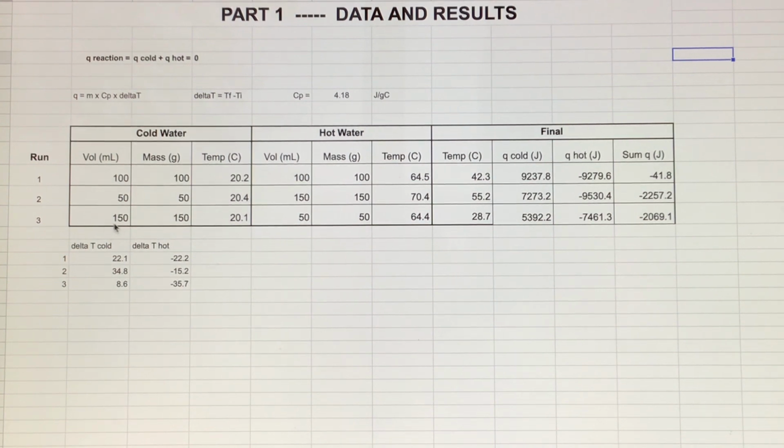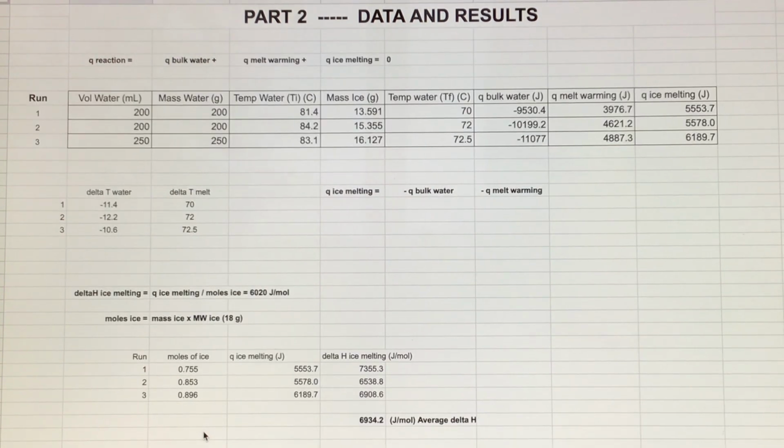And then here we have the data for the third run, 150 ml of cold water and 50 ml of hot water. So the final temperature is lower than here because I used more cold water. So again, it's straightforward that the final temperature should be lower than in here. Now let's analyze the data and the results for part 2.